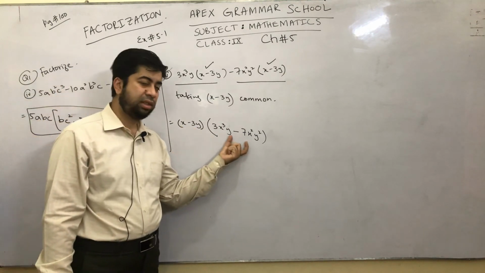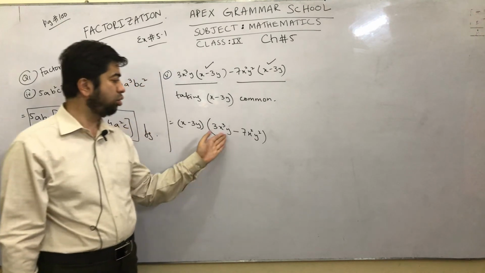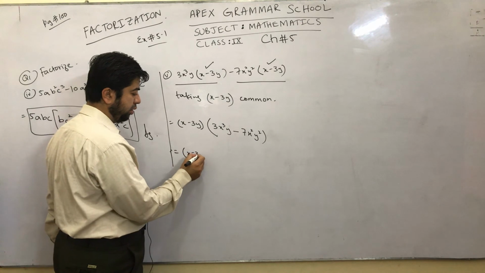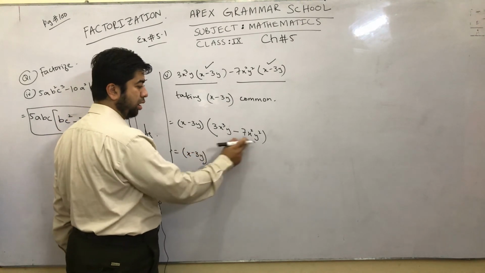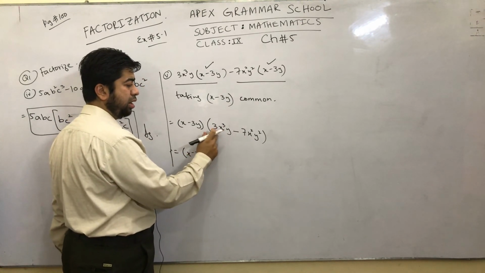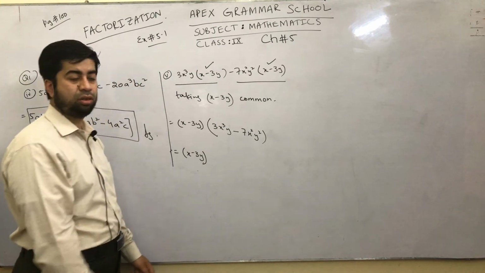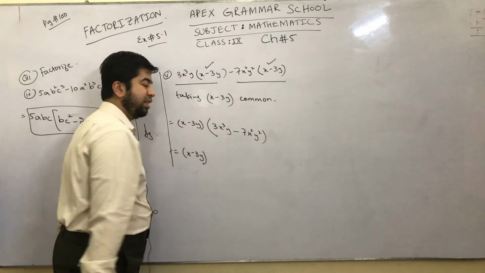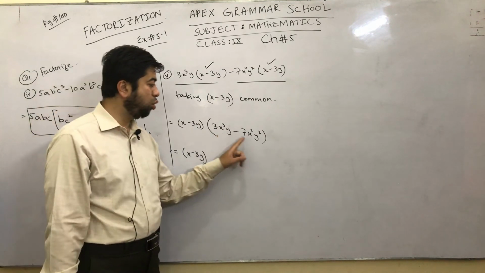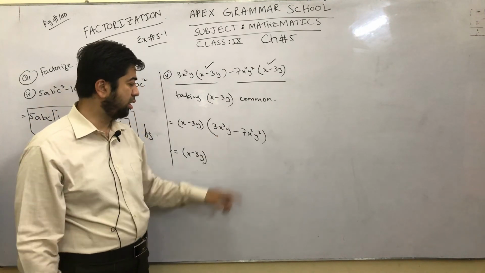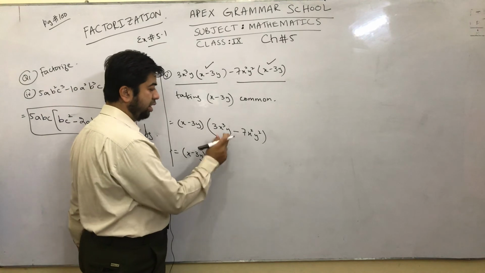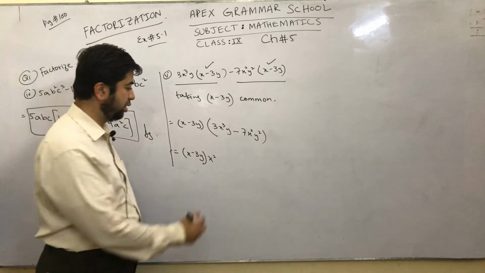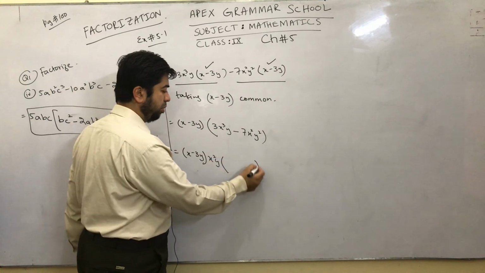No. Is there anything common from this expression? You see that x minus 3y. What is common here? This is 3, this is 7, so no number is common. This is x cube and this is x square. You can see that the lower power we have to take common, that is x square. This is y and this is y square, so the lowest power we have to take common, that is y.